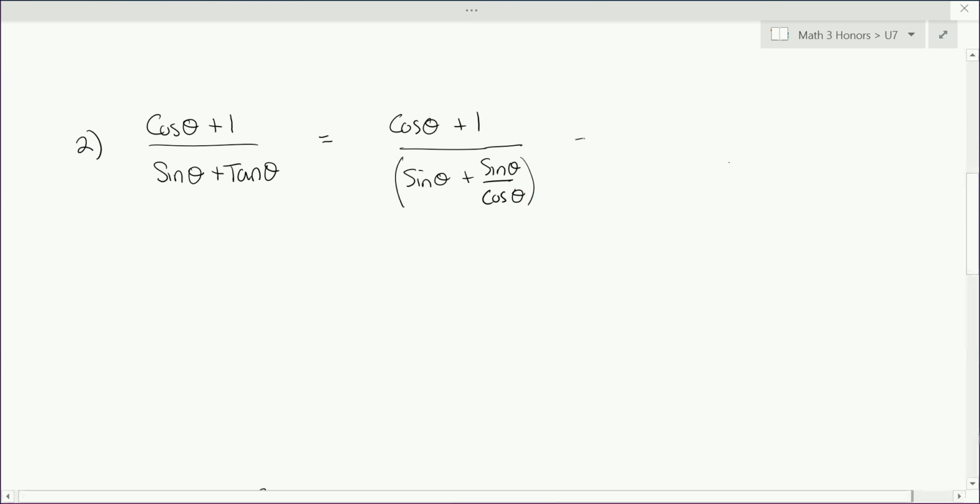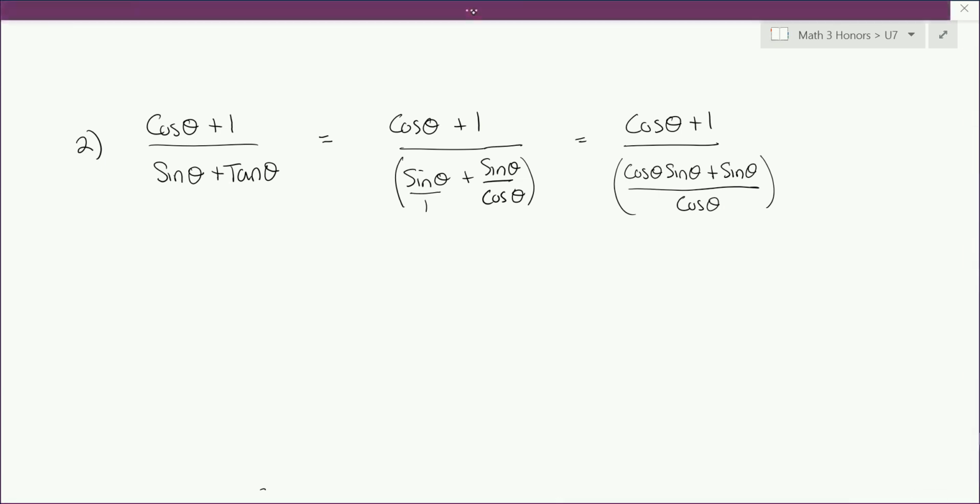Okay. Cosine theta plus 1. Now, this is over 1, and when you add fractions, you need a common denominator, right? And so that first fraction, well, the sine over 1, I need to multiply top and bottom by cosine. And so when I do that, I'm going to end up with cosine theta sine theta plus sine theta all over cosine theta. Did I do too much there? Are we okay with that?